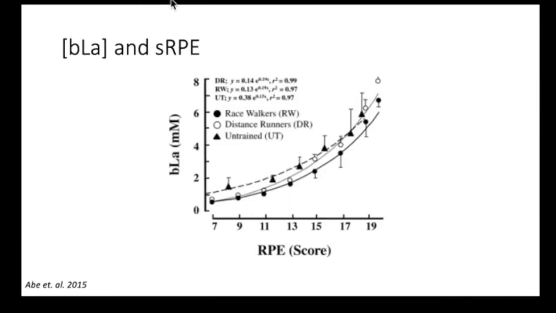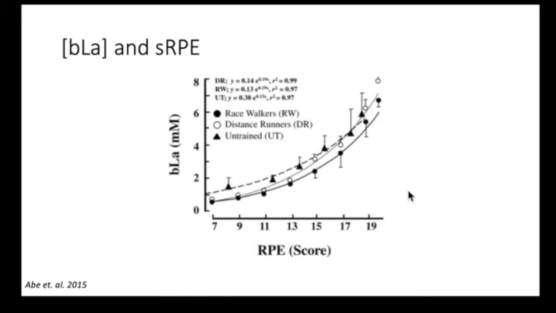Now, let's connect the two, blood lactate and Sessions RPE. Well, in a study by Abe et al., 2015, they showed that blood lactate levels actually correlate pretty closely to a Sessions RPE score. They used a Borg scale. The common one that is used between athletes is that scale of 1 to 10. They used 7 to 19 for their scale. But regardless, it has been shown that blood lactate levels correlate closely to Sessions RPE score.